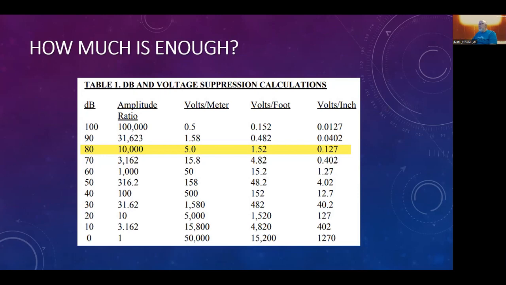So here is a diagram of the decibels. There's the 80. That's our goal. We want to reduce things down to 5 volts per meter. So the amplitude ratio is 10,000. That 5 volts per meter equates to 1.5 volts per foot, just a little more than a AA battery, or just a very small fraction of a volt per inch. That is the goal. That is what we're looking for.